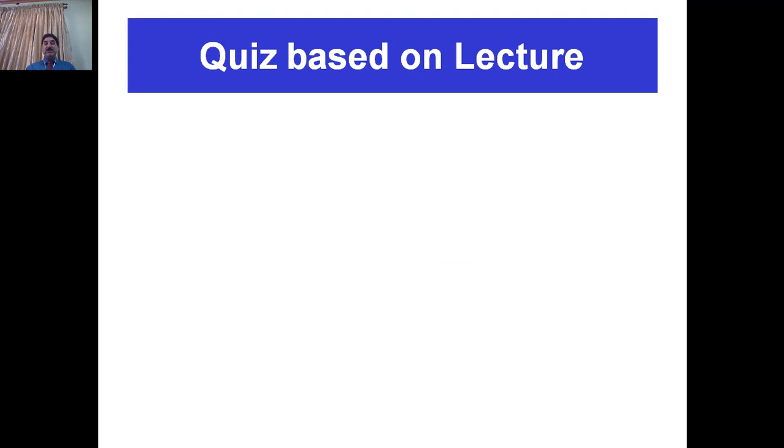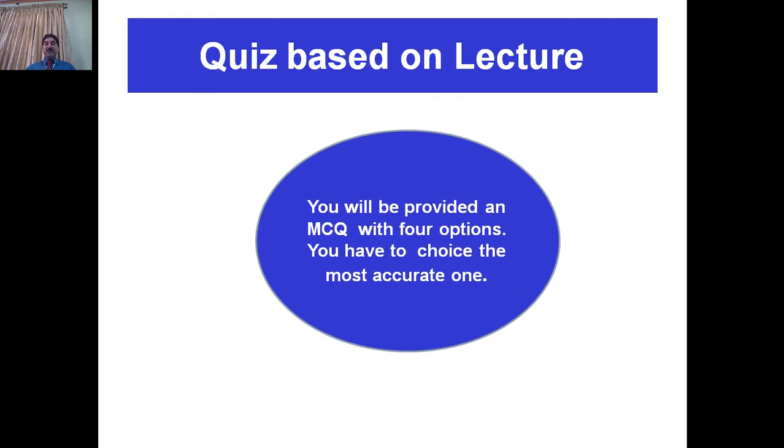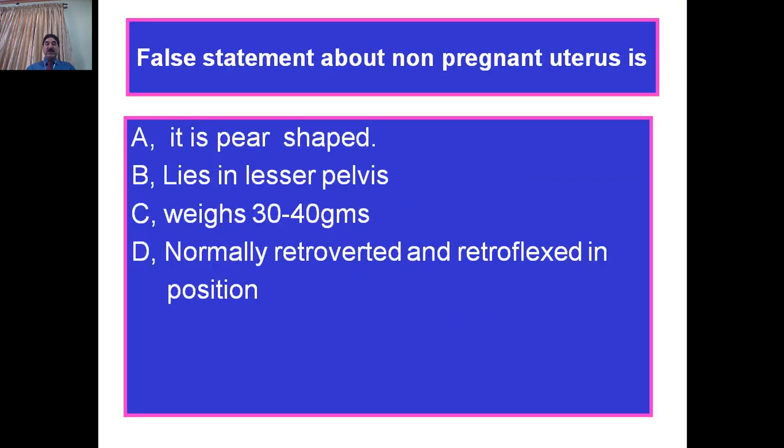Now let us go for a quiz based on this lecture. You will be provided an MCQ with 4 options. You have to choose the most accurate one. Our first question is: the following statement about non-pregnant uterus is. It is pear-shaped, lies in the lesser pelvis, weighs 30 to 40 grams, normally retroverted and retroflexed in position. So normally it is anteverted and anteflexed in position. So choice D is wrong.